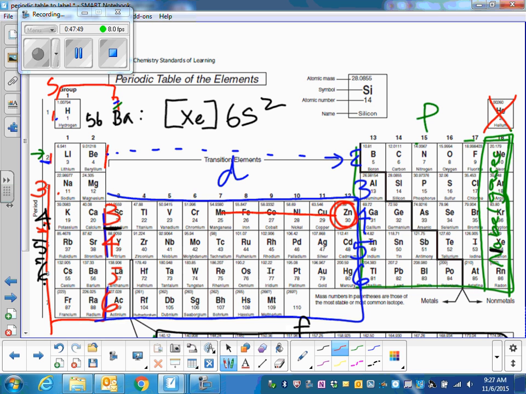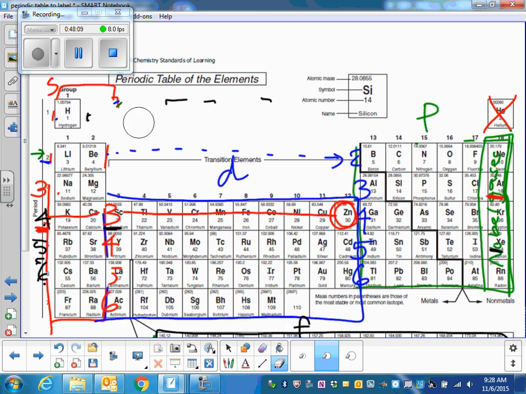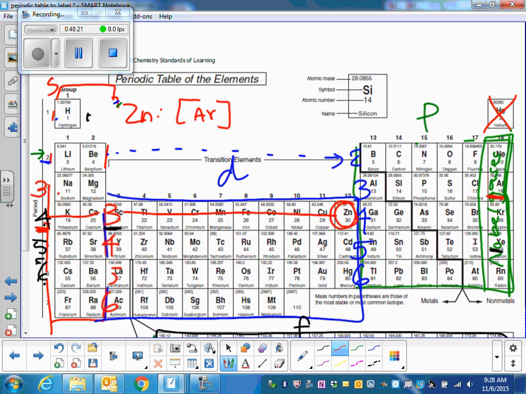So this is zinc. I went to zinc. Zinc is in what period? 4. Then what do I do, Keith? You go up and you come down and you find the noble gas. It is argon. So for zinc, what should we write first in square brackets? Ar, argon. Write argon. Did you locate zinc? Did you write argon in square brackets beside zinc?